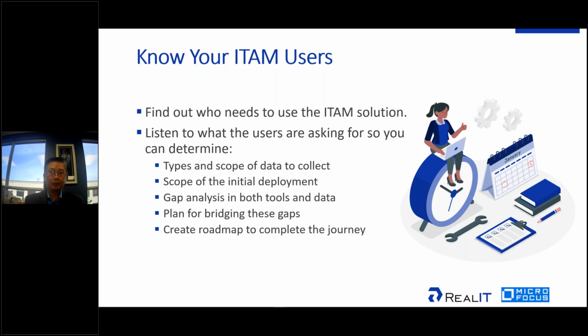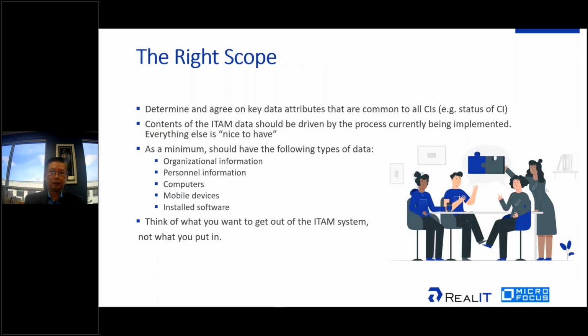Some of them may provide overlapping functionality. So we want to also reduce the technology required for you to acquire the asset information. Once you identify the tools in both, the gap in both the tools and in your data set, then plan to bridge this gap. And then finally create a roadmap. You may need maybe 2 or 3 phases to get you there.